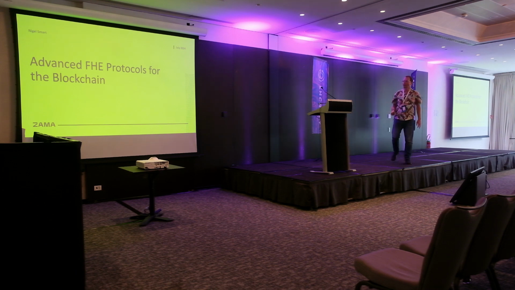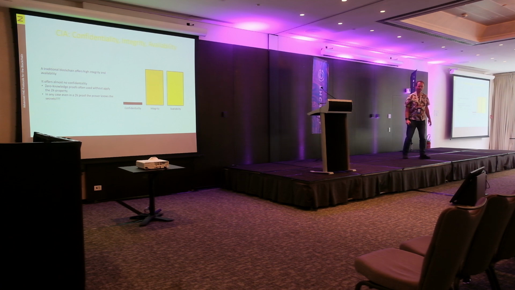So what I'm going to talk about is FHE for the blockchain. This is the blockchain as we currently have it. It's got high integrity, high availability, but zip confidentiality. So what we want to do is change this. The integrity comes because it's distributed, and you have consensus mechanisms. The availability comes because it's distributed. Therefore, if one server goes down, it doesn't stop everybody accessing stuff. But it has zero confidentiality.